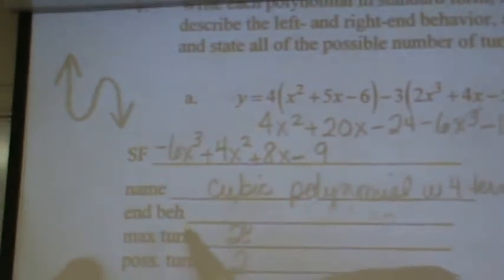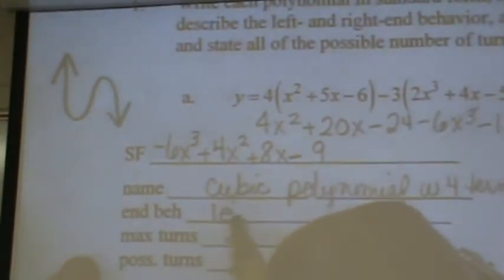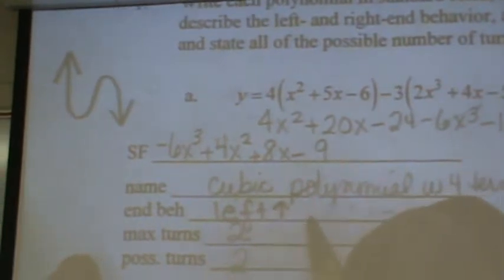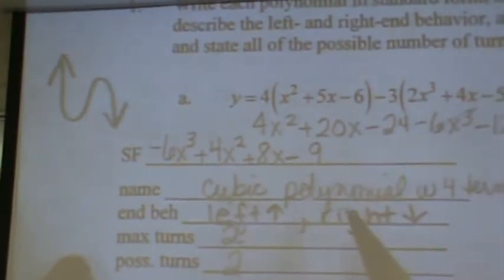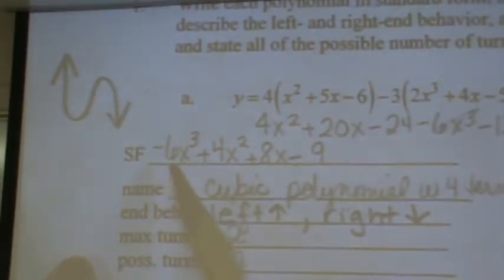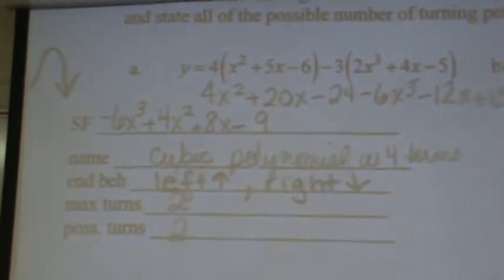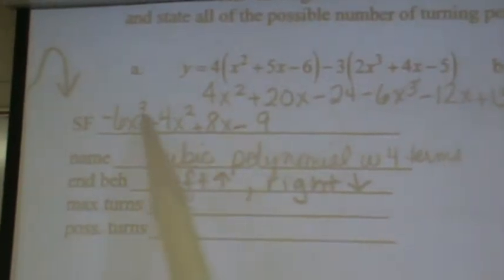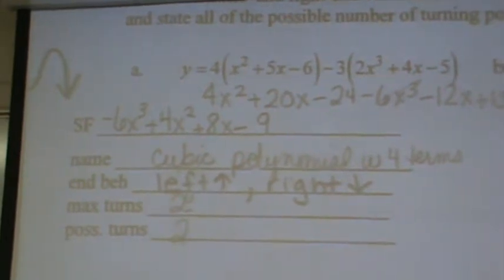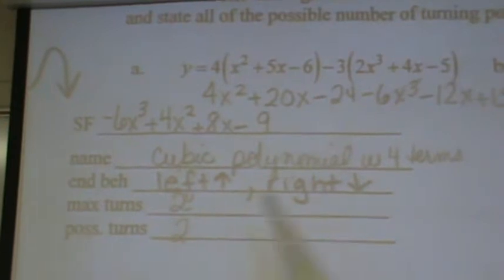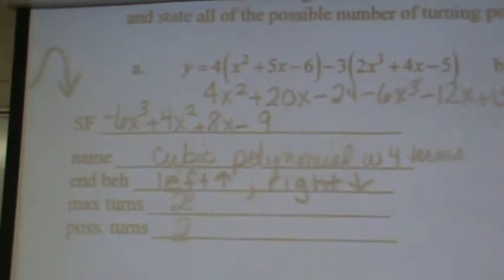It's gonna look like this, because the leading coefficient's negative. So we would say the left is going up and the right is going down. If this were a positive 6, it would look the other way. The right side goes up, left side goes down. Now the maximum turns, you go 1 degree less than the power here, so it's a 2. And you name all the even numbers less than 2. You're not gonna say 0, because you have to have some terms.